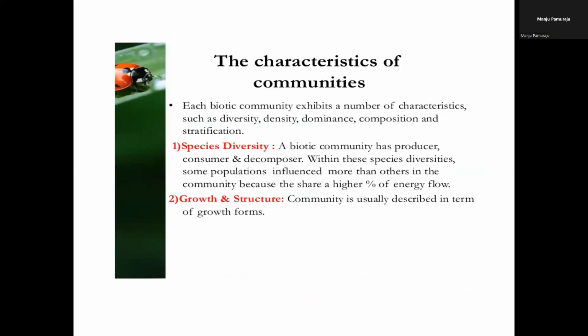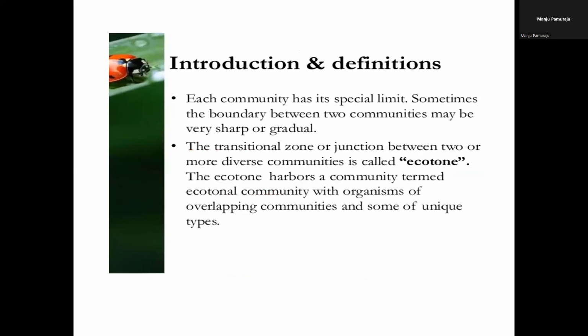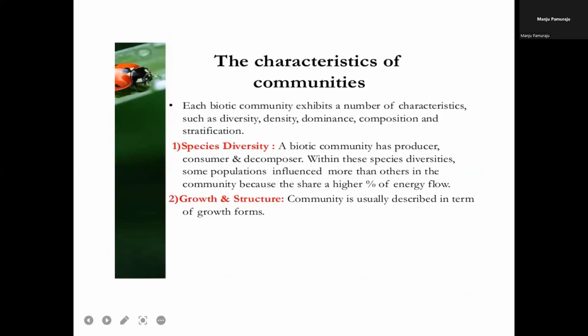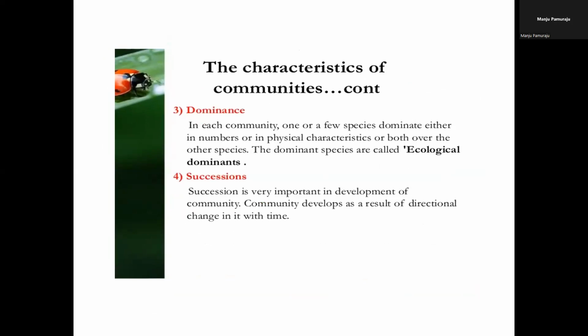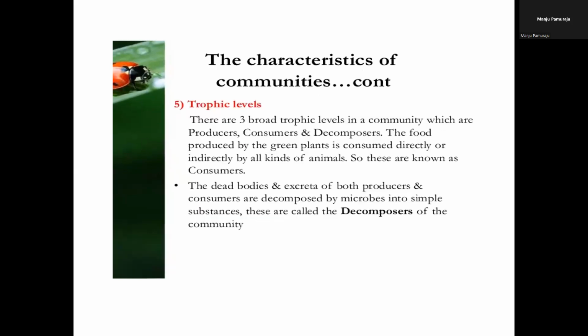Ecotone is important. An ecotone is a transitional zone or junction between two or more diverse communities. This is an important point to note down. Then species diversity. If a community is dominated by a number of species based on physical characters, it is called ecological dominance. Succession is also important. Again we discussed two types of ecological successions.